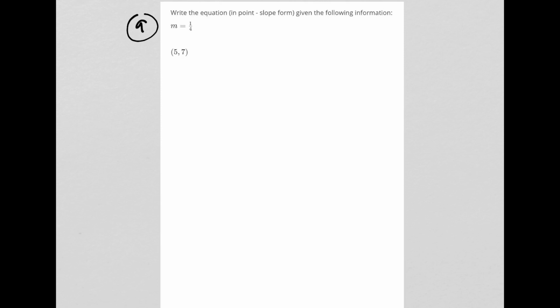9 is just the same as 7 and 8. This is just something that I saw that we really need to practice on. Y minus y1 is equal to m times x minus x1. So again, the first y doesn't change. That minus y1 is the y value of our point, so minus 7 is equal to, I gave you the m, which is 1/4, times x minus our x value, which is 5, and this is your equation.